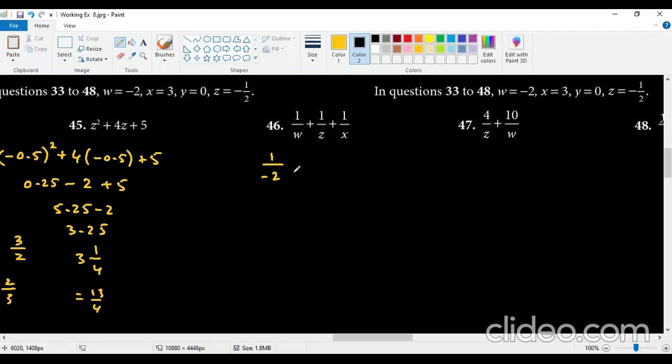When 1 is divided by negative 2 plus 1 over the z value, negative 0.5, plus 1 over 3.